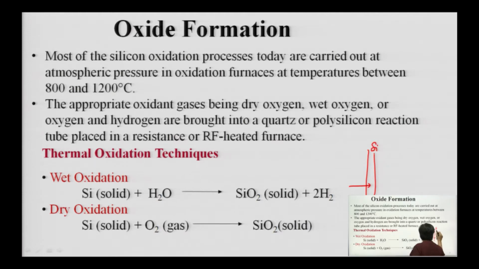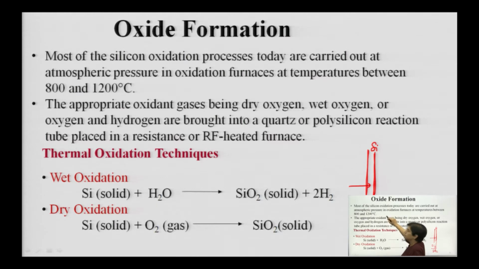So your interface is basically this: initially the silicon surface was here, this was the initial silicon surface, and now the silicon surface has gone inside, and here you already have the SiO2 layer. This is the beauty of it, and that is why silicon dioxide is the most popular oxide layer grown on silicon, making silicon the preferred material.